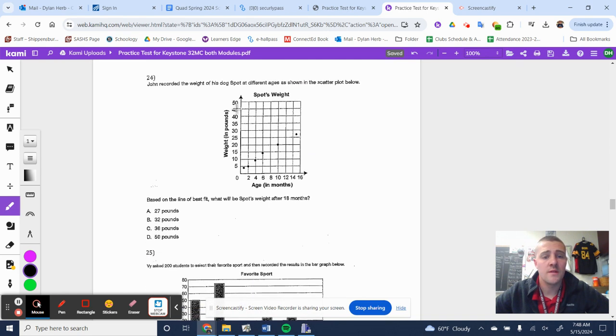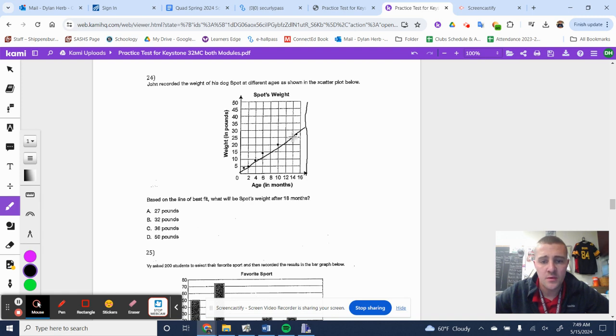John recorded the weight of his dog at different ages, and here's a scatter plot to show that. What is a line of best fit? A line of best fit is a line that goes through these points as best as you can draw it in the middle. We're estimating 18 months. Okay, 18 months is actually only one block off of this graph. So I don't necessarily need to make an equation to answer this question because I'm only estimating just one piece, one block off the side here.